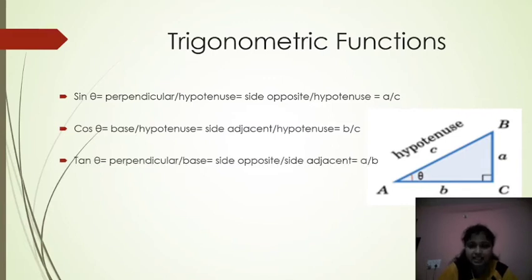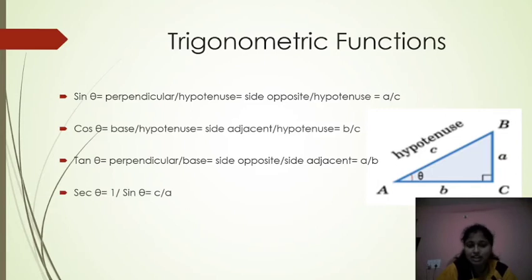Next is tan theta. Tan theta is equal to perpendicular by base, which is side opposite by side adjacent, which is also sine theta by cos theta. Tan theta is always sine theta by cos theta, and as per the given figure it is equal to the small letter a by b.